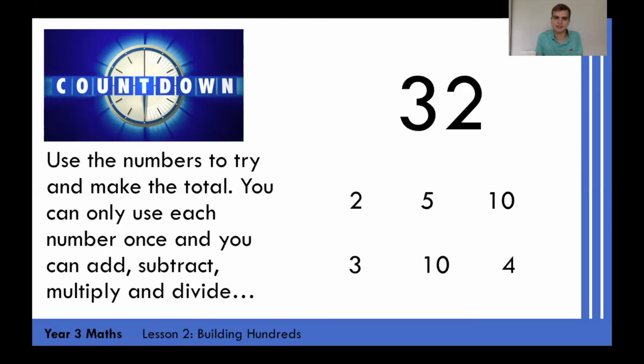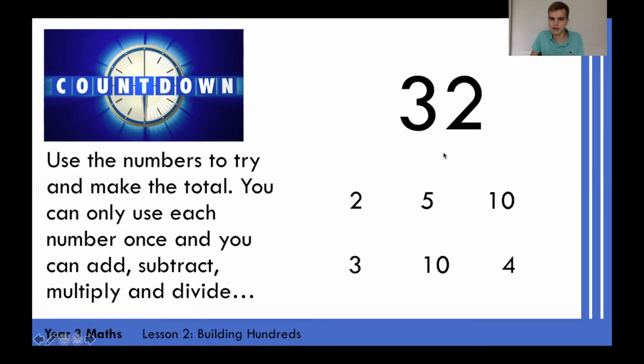You can add, take away, multiply and divide. Okay, remember, if you want to pause the video to give you a bit longer, that's fine. If not, if you've already found a way, let's see if it's the same way as me. I did 3 times 10, 3 lots of 10, 10, 20, 30, and then I added the 2. 30 add 2, 32. Fantastic.